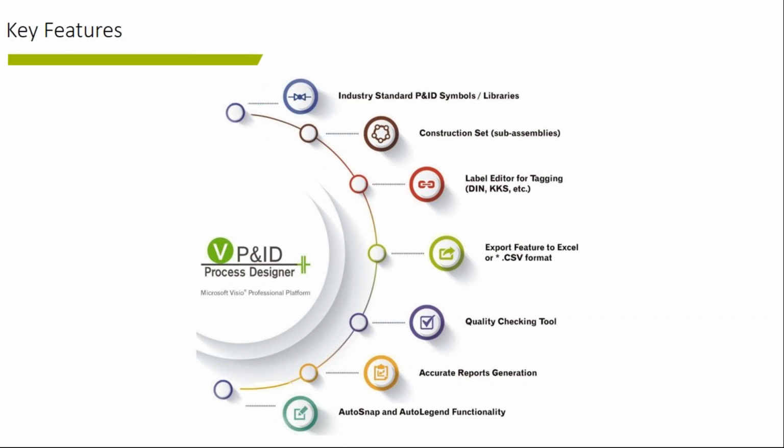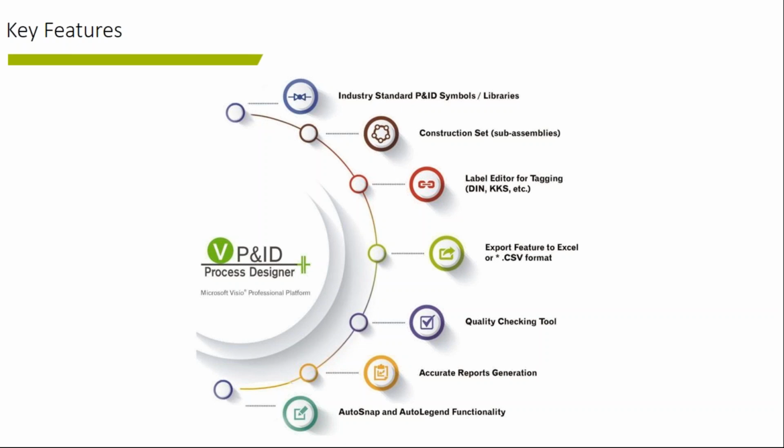First is the intelligent standards library and the dynamic symbols with associated attributes and relationships. The software allows subassemblies to be used repeatedly in multiple drawings with new tag numbers, and supports multiple tagging standards such as DIN and KKS. You can export to Excel or .csv format. It has a quality checking tool, which is known as the logic analyzer, where you can check for logical errors, for example, duplicated tag numbers and property mismatching.